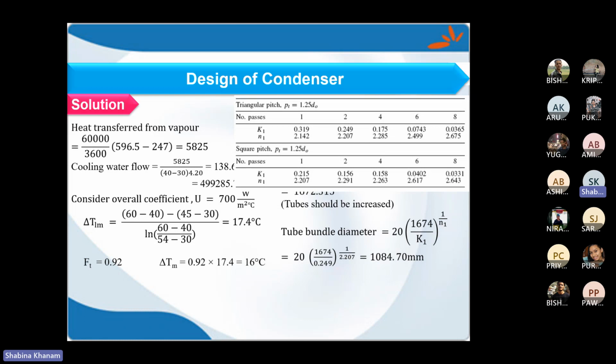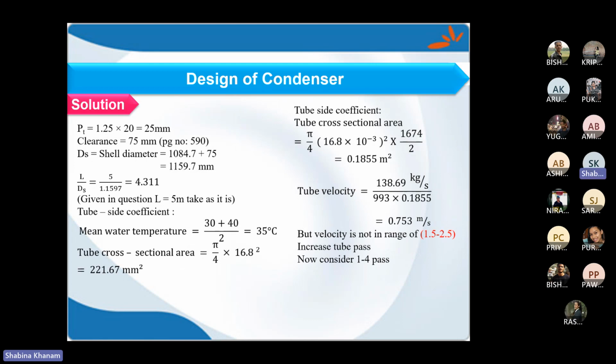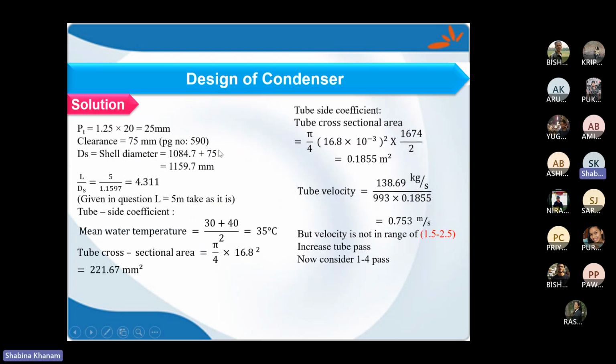Okay, it is only the bundle dia. Shell dia will be much more than this. Okay, we need to add the clearance, right? So for that, we are given the split ring exchanger, and for that, that graph we have already discussed before, and this clearance is coming as 75. So shell dia would be 1159.7 mm.